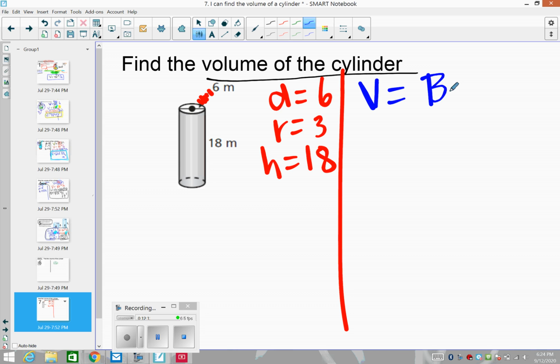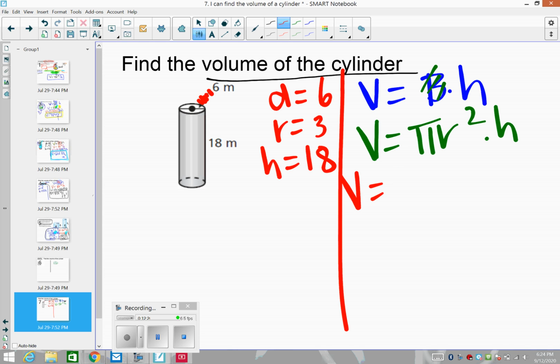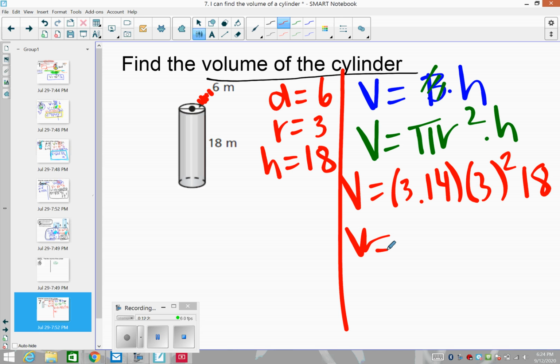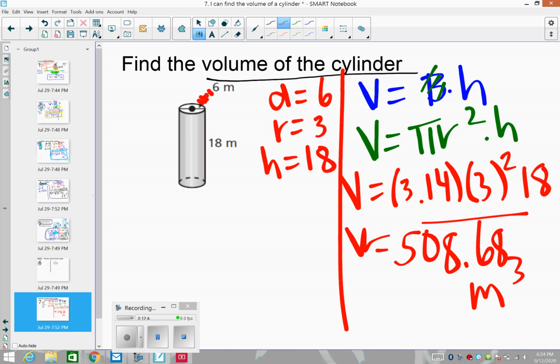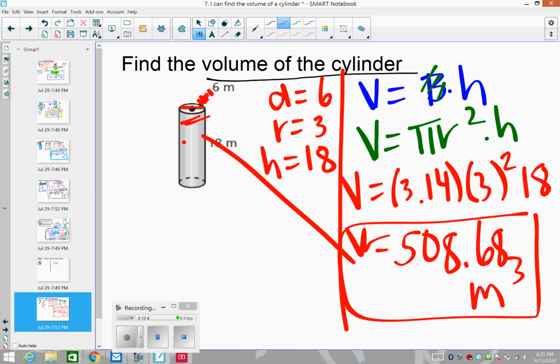Volume is equal to capital B times H. So we get pi r squared times height. So the volume of the cylinder then is equal to 3.14 times the radius, which is 3, squared times 18. So how much does this can hold? The volume of that cylinder would be 508.68 meters cubed. Again, make sure that you're getting that. You should be pausing the video before you listen to the answer, right? So that's the volume of that cylinder.